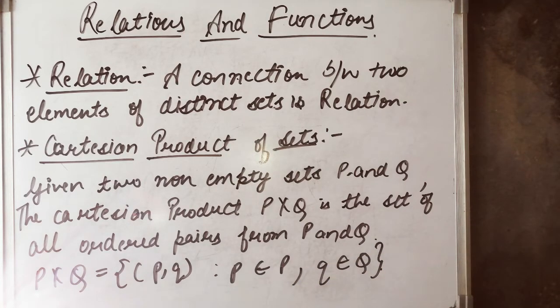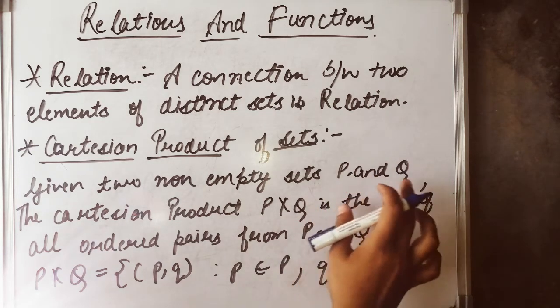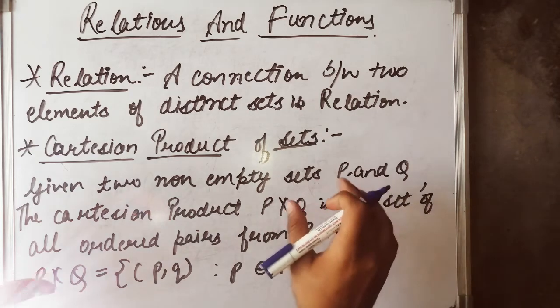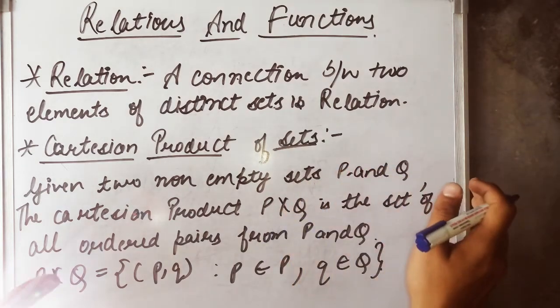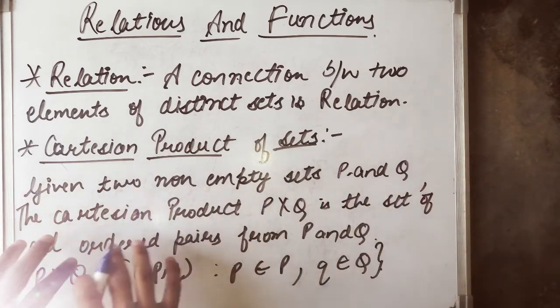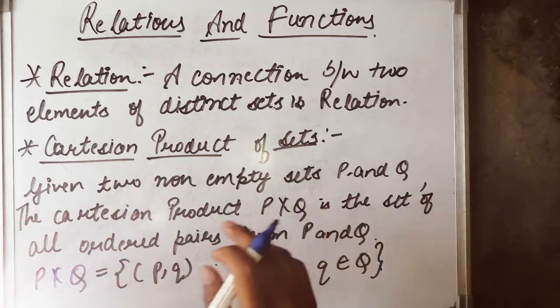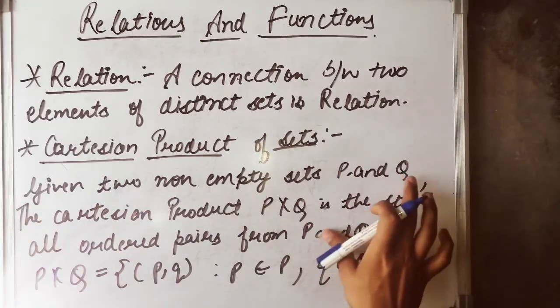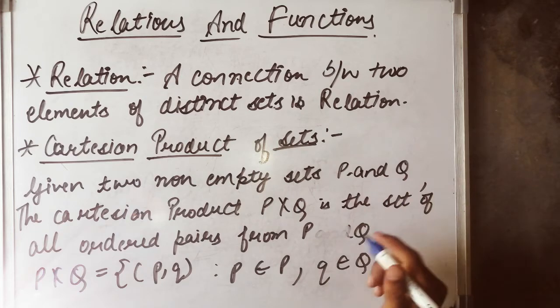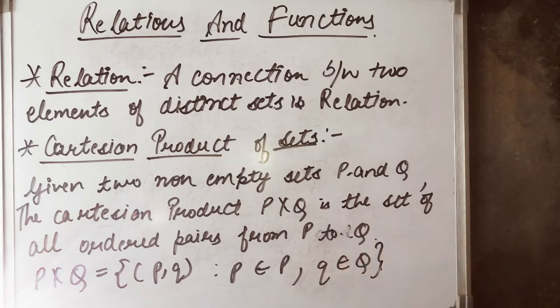Now let's have a look at the definition. It states that given two non-empty sets P and Q, it means P has some elements and Q also has some elements. The Cartesian product P cross Q is the set of all ordered pairs from P to Q. There is no restriction on it.